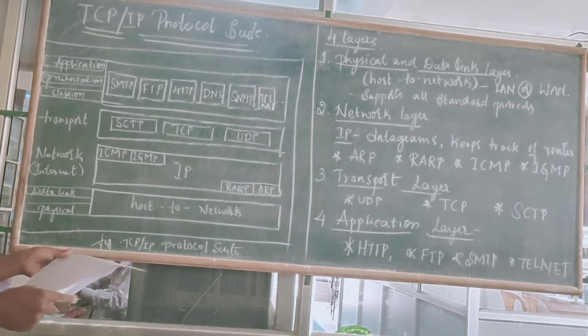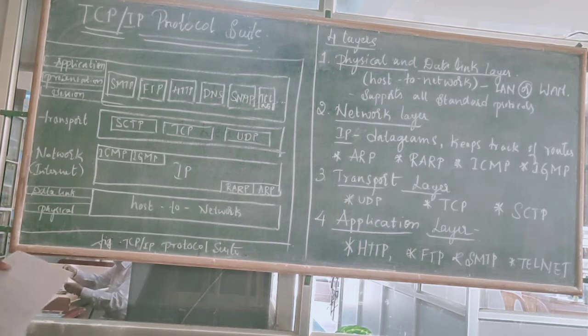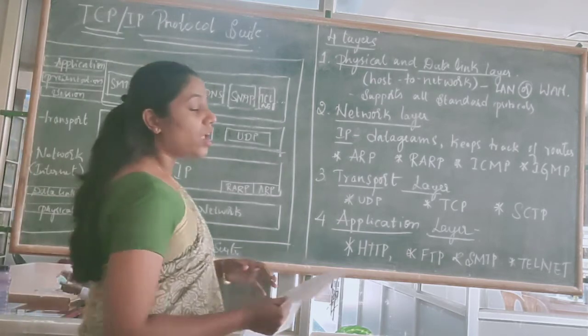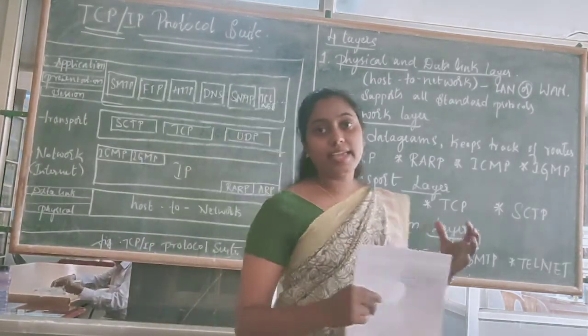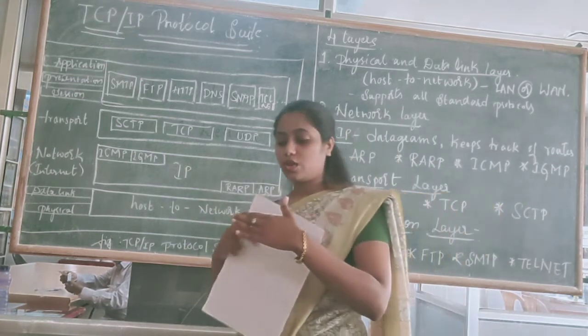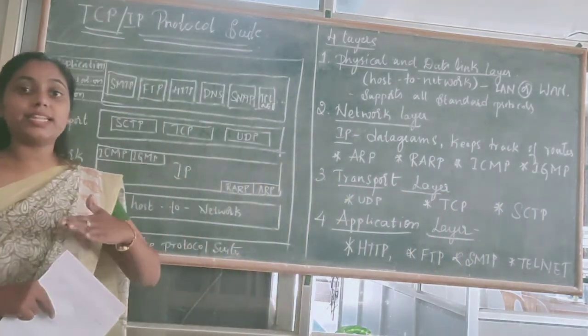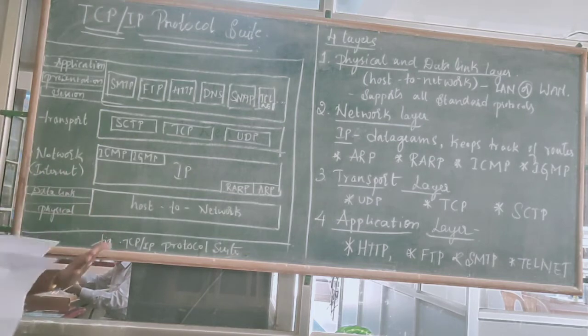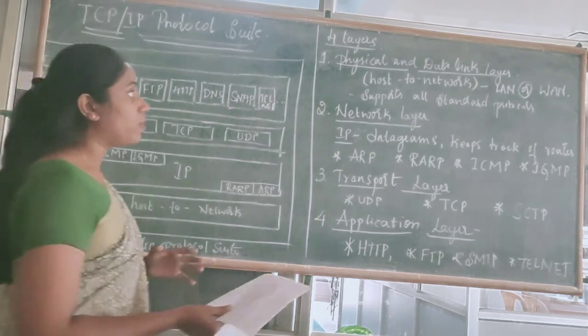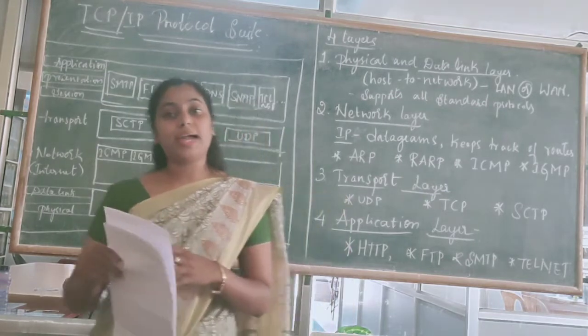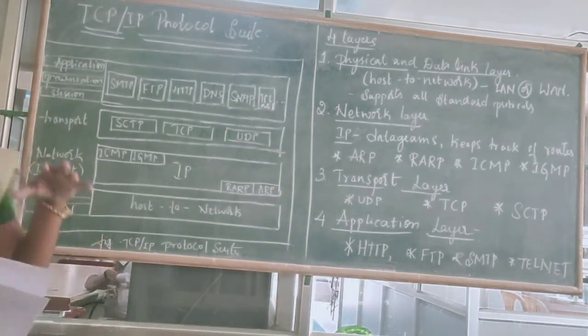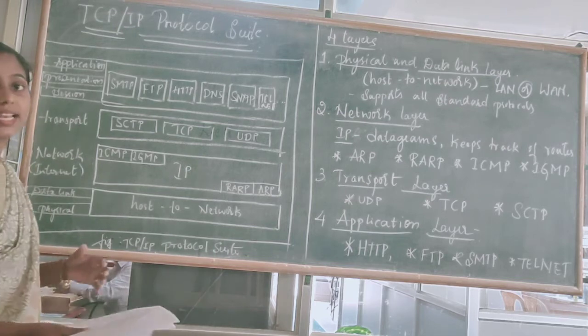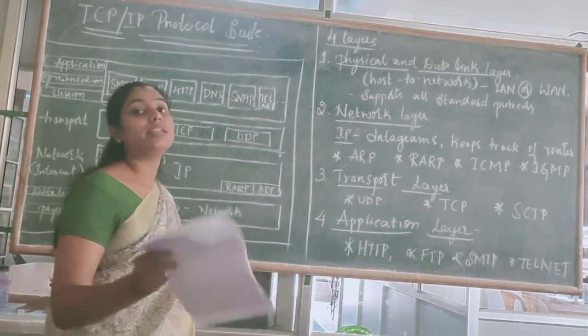Okay, so now let's discuss all these layers one by one. So the first layer is the physical and the data link layer. In OSI model, this layer is separate. Okay, so there will be a physical layer at the bottom, and above that there will be data link layer. But in TCP/IP, what happens is, these both are combined. Which both are combined? The physical layer and the data link layer are combined to form host to network layer.